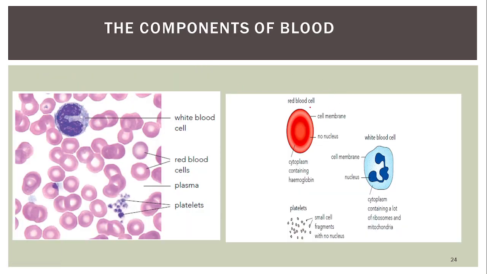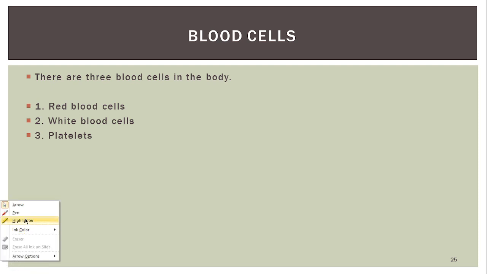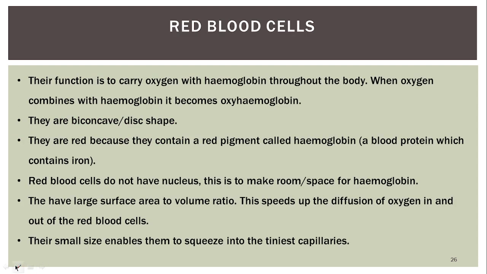Yes, this is our red blood cell, which has a cell membrane but no nucleus, and cytoplasm containing hemoglobin. Then we have white blood cells, of which we have two types. We'll look at them. And then we have platelets. This is a white blood cell. We'll come back to this slide again because I don't want to confuse you until we look at white blood cells. Yes, three cells in the body: platelets, white blood cells, red blood cells.